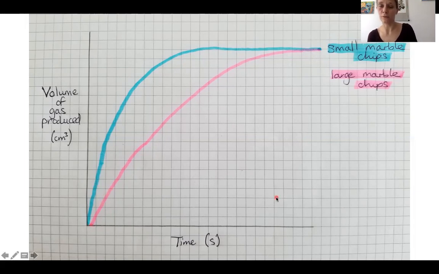What else can we tell from this graph? Well, we can tell up at this end here that the experimenter used the same amount of marble chips because at the end they level out at the same amount, the same volume. So there must have been exactly the same amount of chemical in the reaction.